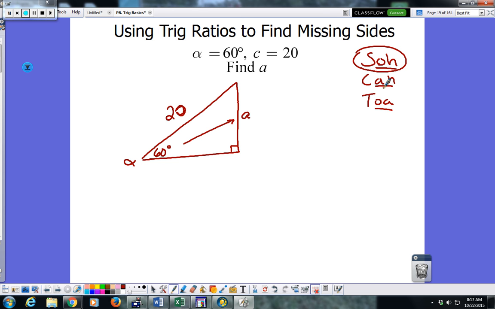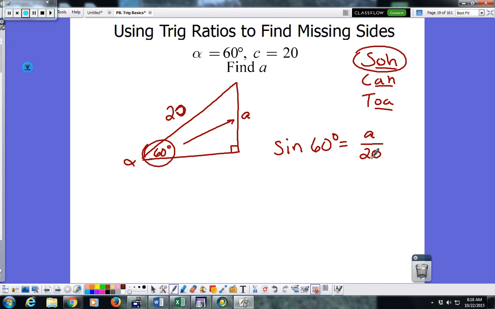The sine of an angle is equal to opposite over hypotenuse. That's your equation. The sine of an angle, we're given the angle here. The sine of alpha is equal to opposite over hypotenuse. Alpha is 60. The sine of 60 is equal to opposite over hypotenuse. That is a one-step equation, all you're left with here.